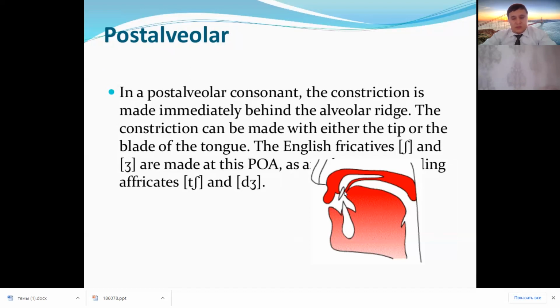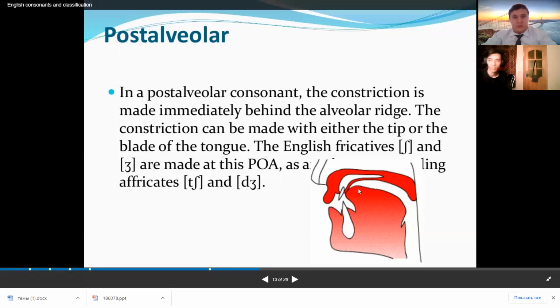So could you please remind me what is POA? I would like to know whether you remember. Place of articulation. Place of articulation, yes.